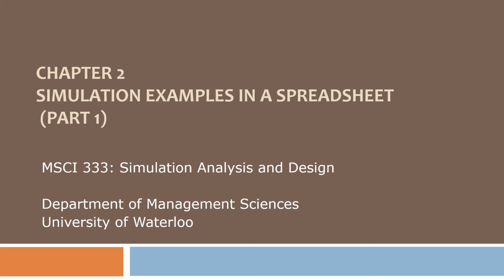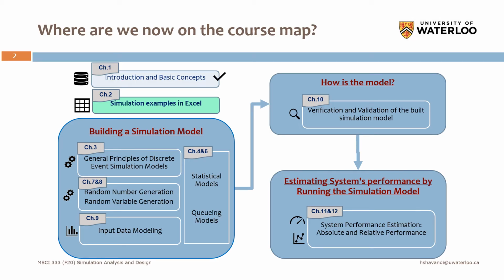Chapter 2, Simulation Examples in a Spreadsheet or in Excel, Part 1. Let's see where we are now on the course map. We have completed Chapter 1, Introduction and Basic Concepts. So we learned the basic definitions and terms in Chapter 1, and now we are ready to have some examples of simulation. Specifically, Monte Carlo simulation and also DES, discrete event simulation, but in a way that we can do in Excel.